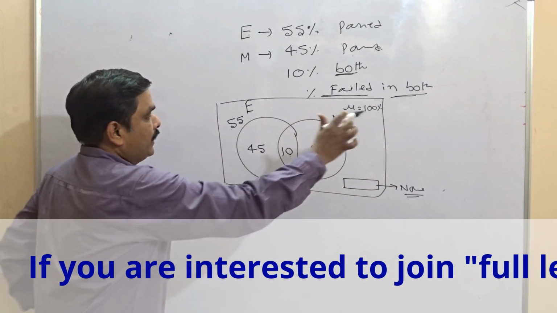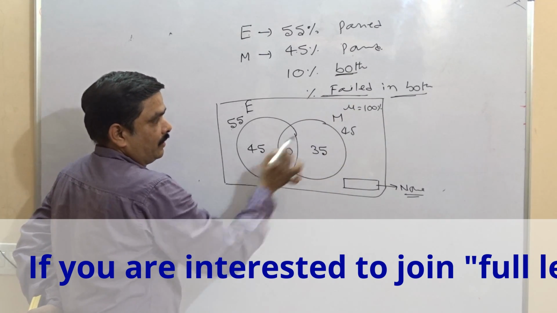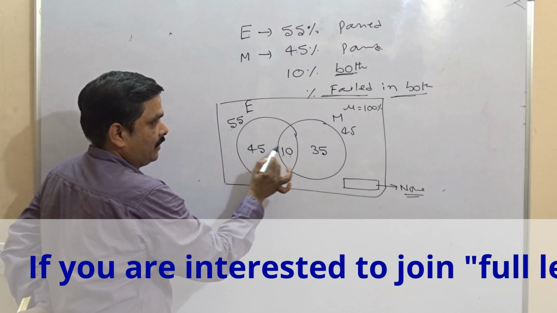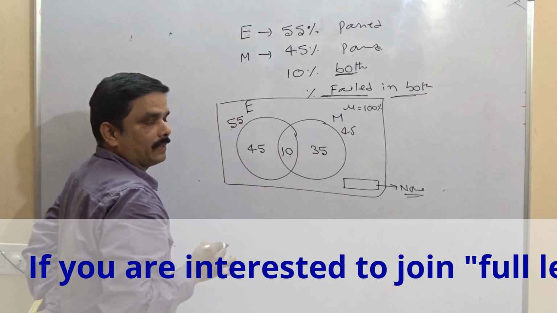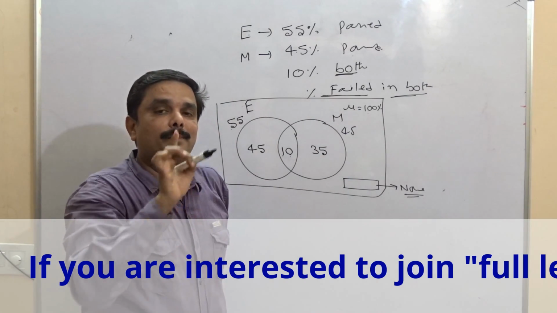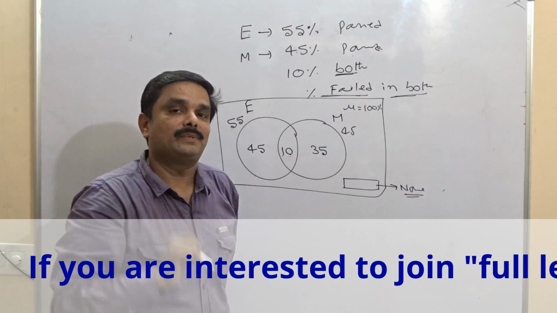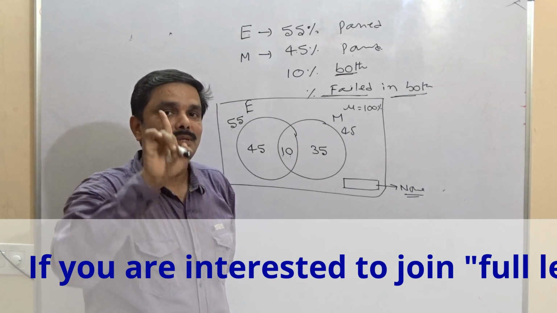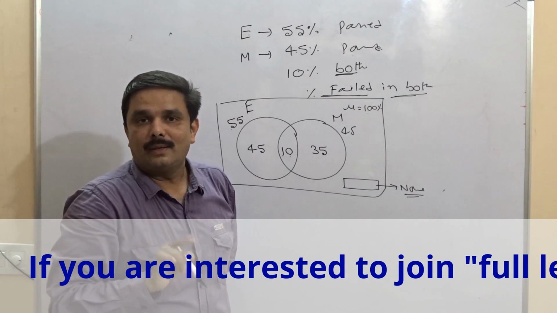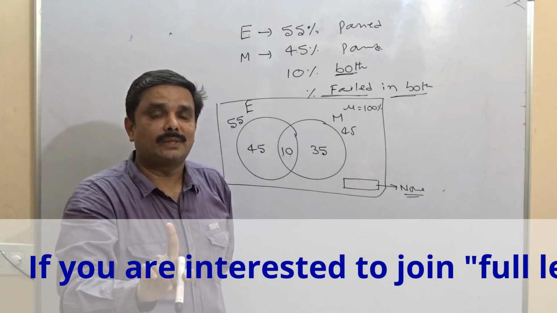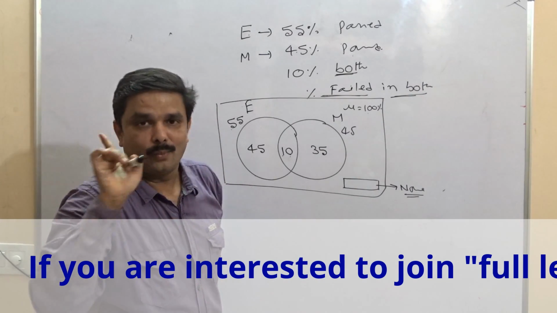When it is given in this way, when it is 100%, always remember this 45 plus 10 plus 35% is known as the percentage of students who passed in at least one subject. At least one subject means one or more than one. More than one means here maximum subjects are 2. So at least one subject means one or more than one.